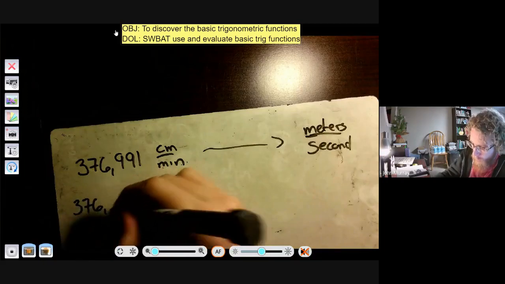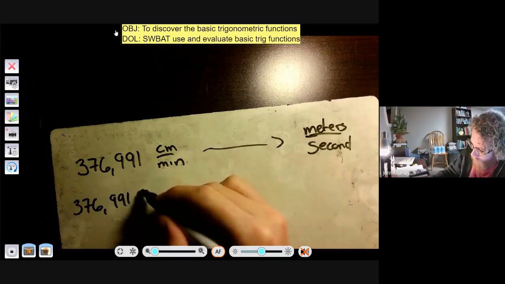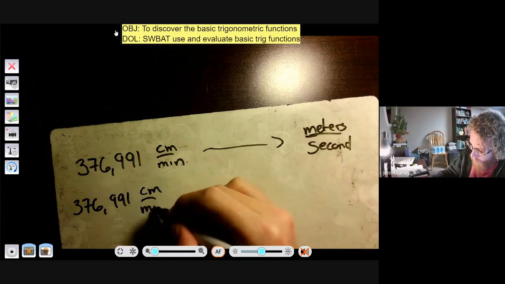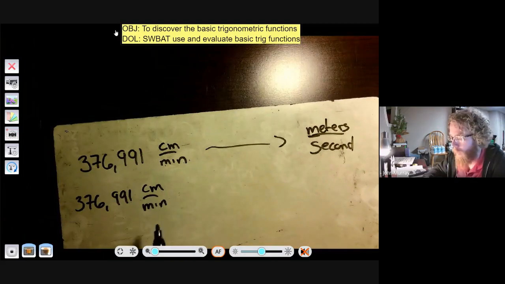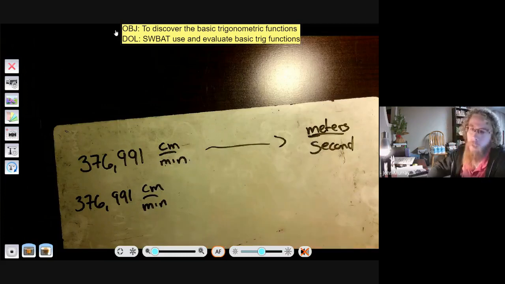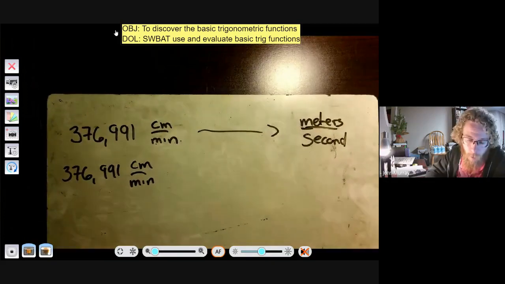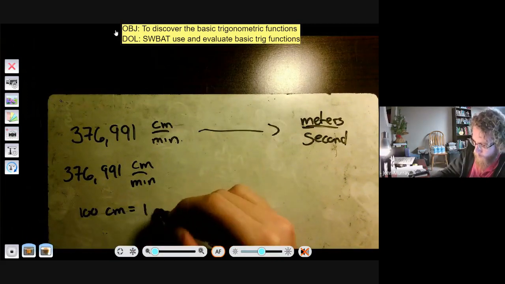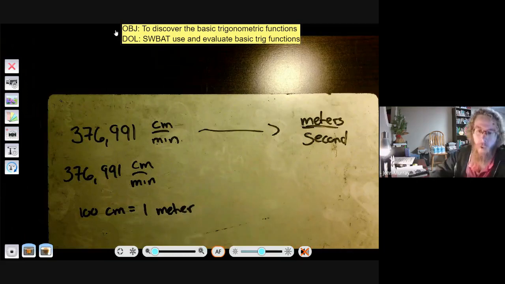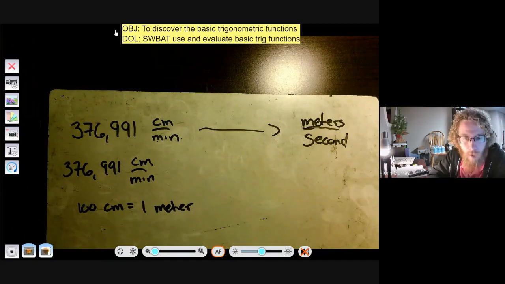So I'm just going to rewrite it. It doesn't really matter what you start with. I'm going to start with the centimeters. Okay, so I want to change centimeters to meters. So first it would help to know how many centimeters are in a meter. Okay, so the conversion there is 100 centimeters to 1 meter.